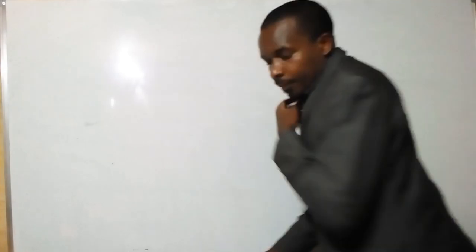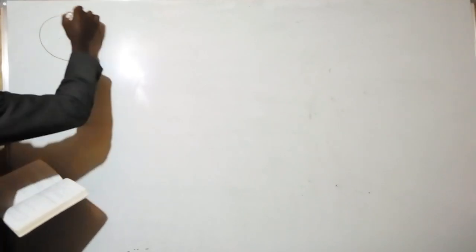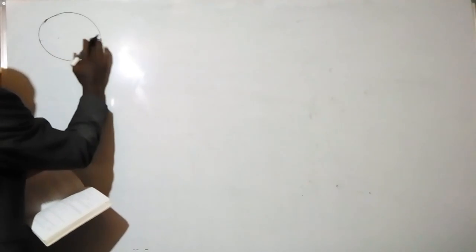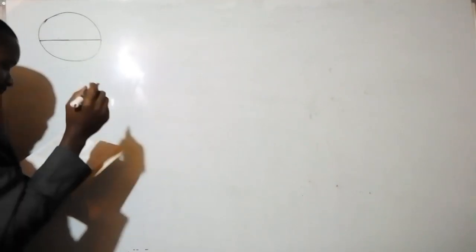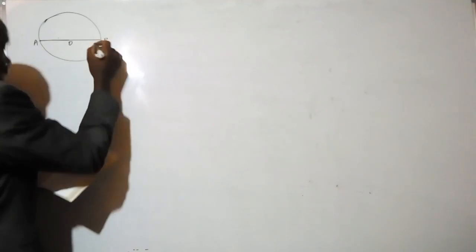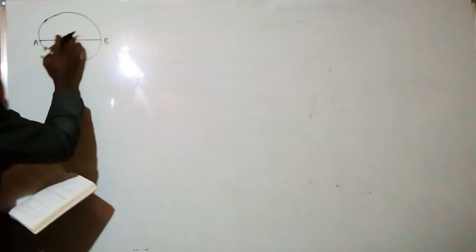We have the figure below, a circle with center O and diameter AB. That's our circle, with the center O and diameter AB. This is the diameter of that circle: A, O, and B, which is 8 centimeters. That is the diameter.